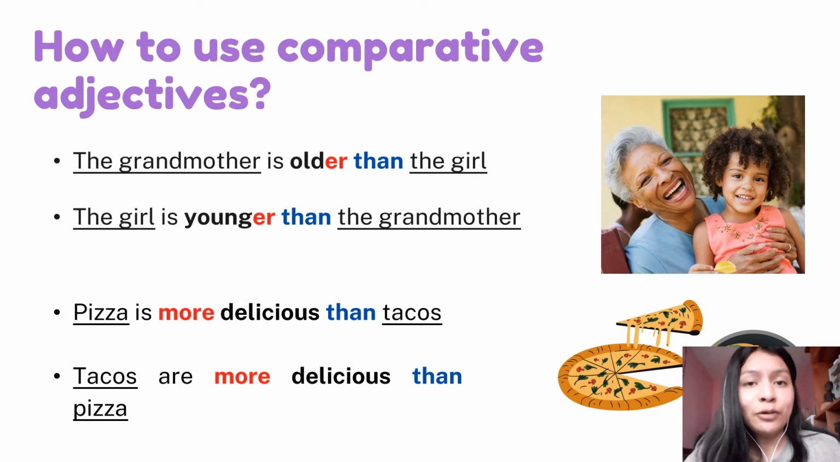Notice the word in blue in the first sentences, which is than. Than helps us to make the contrast between the two subjects or objects we are comparing. Also, you may notice that there are two different ways of making comparatives. One by adding er to the adjective and the other by writing, in this case, more before the adjective. We'll see this in more detail a few minutes later, but keep that in mind.